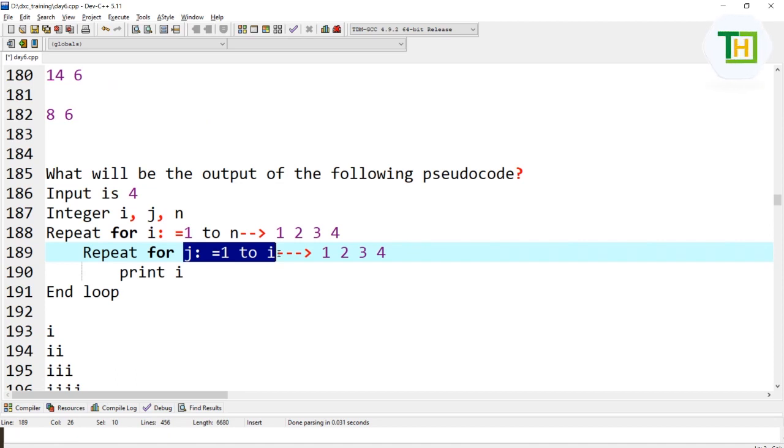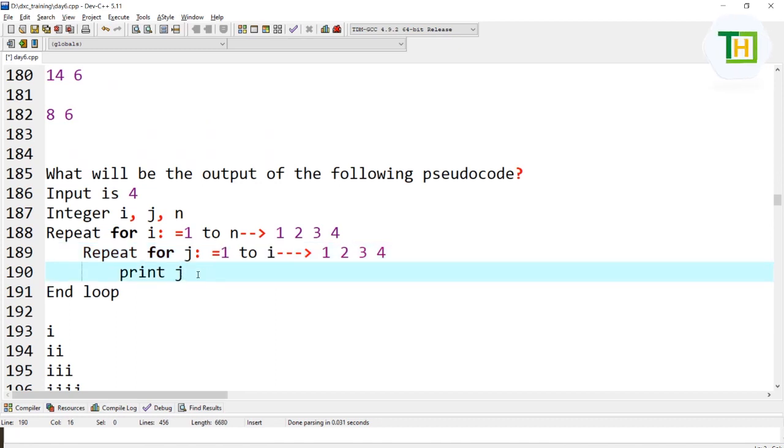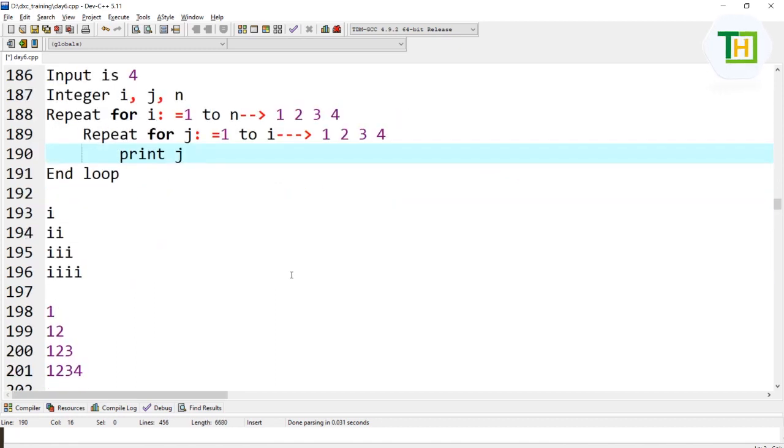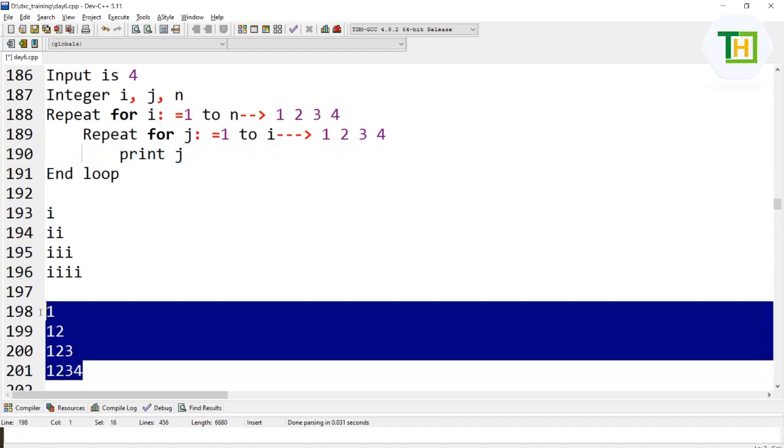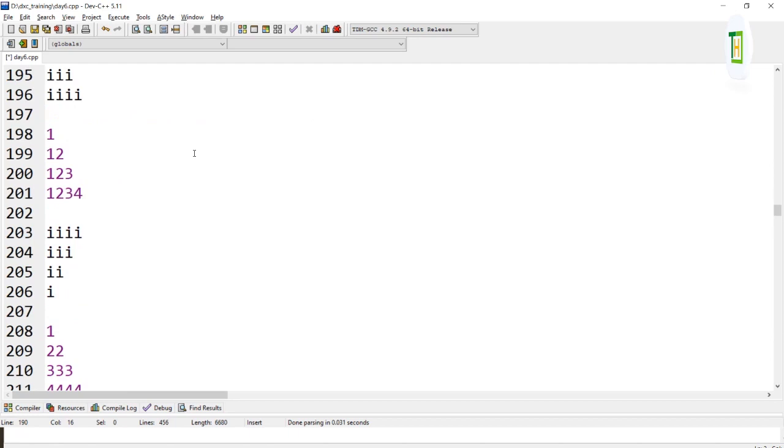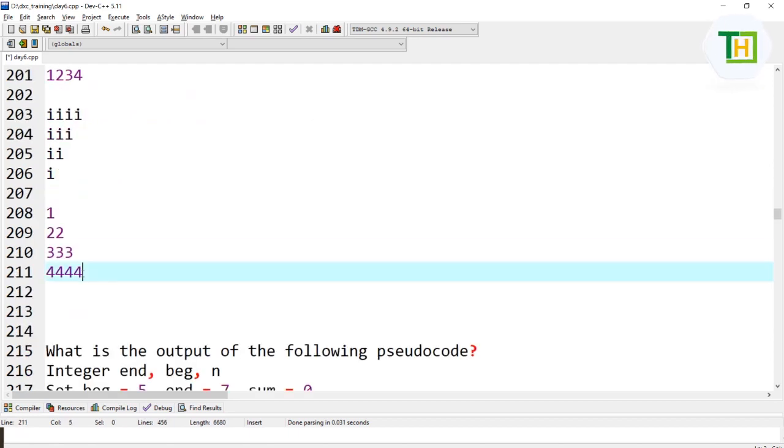And the next time it is repeated for 2 times, next time 3 times, next time 4 times. If instead of printing I, it is J here, it is going to print 1, 1 2, 1 2 3, 1 2 3 4. This is the output. If it is I, the answer is going to be this one.